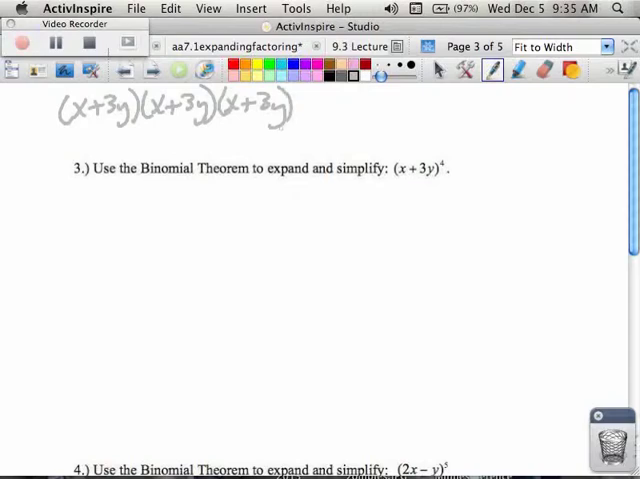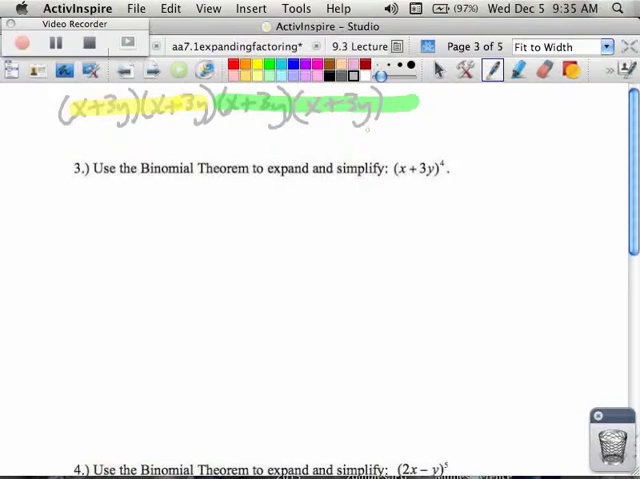And what you could maybe do is FOIL out the first two, FOIL out the second two, and when you do those, you would get two different parentheses with 3 terms each in them, and then you would FOIL out those two parentheses. Kind of a lengthy algebraic process. That's one way to do it.